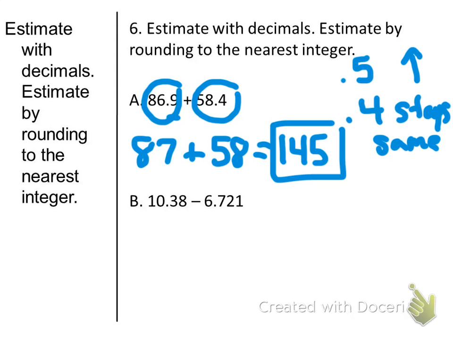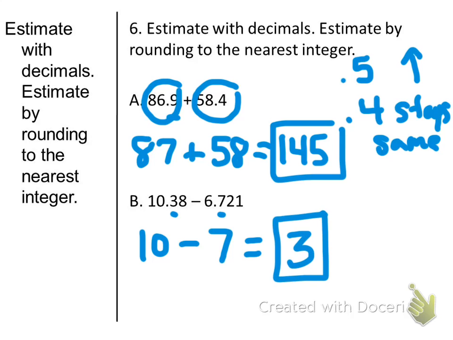Next, for letter B, I have 10.38 minus 6.721. The 3 tells me to stay the same, and then the 6 is asking the 7 what to do, and the 7 says round up. So I round up to 7. 10 minus 7 is 3. That is correct.